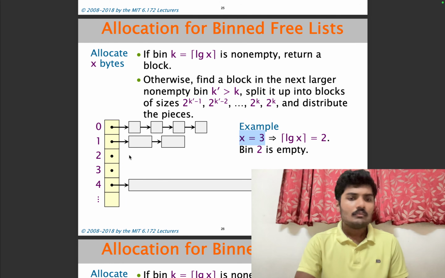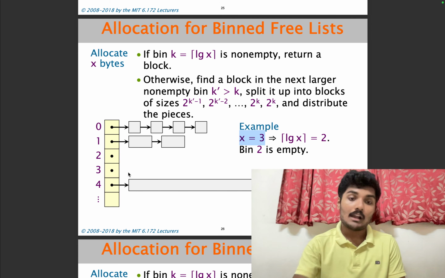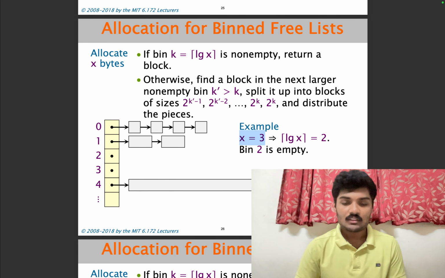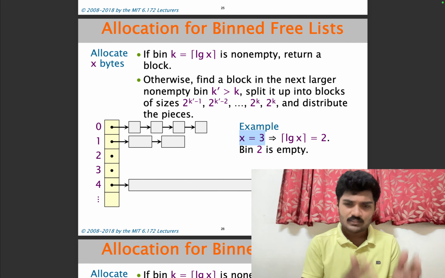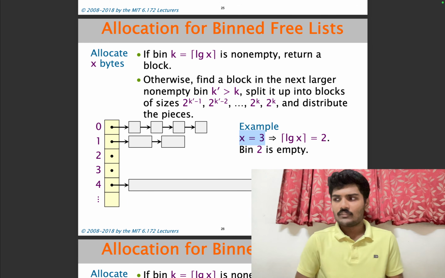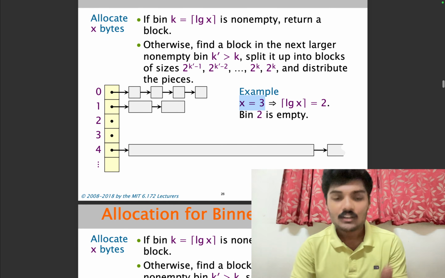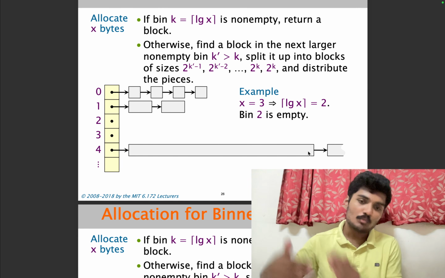But wait, we don't have a block of size 4. We also don't have a block of size 8. We do have a block of size 16, but if we allocate 3 bytes of those 16, then the rest will be internal fragmentation, and that is really inefficient. So what do we do? We break this memory into smaller fragments.